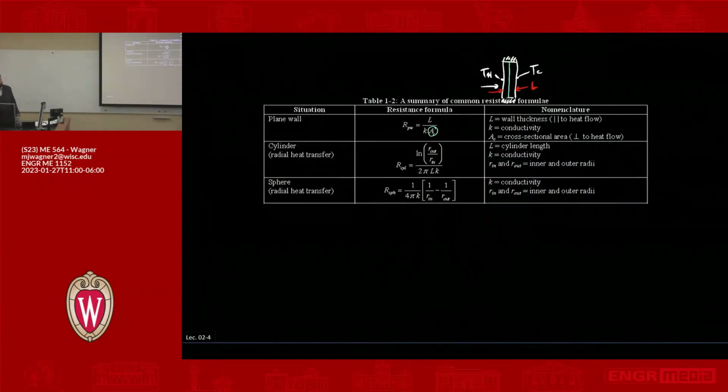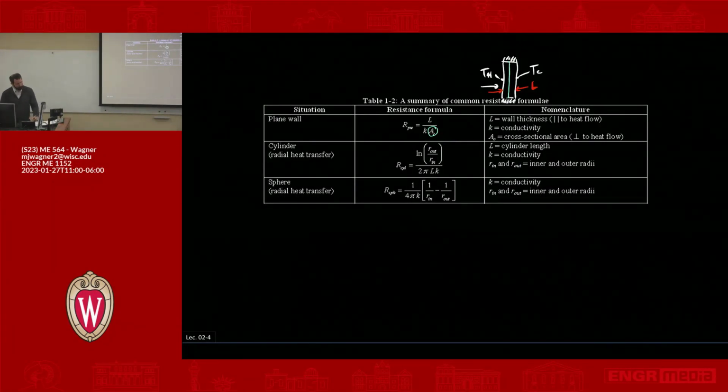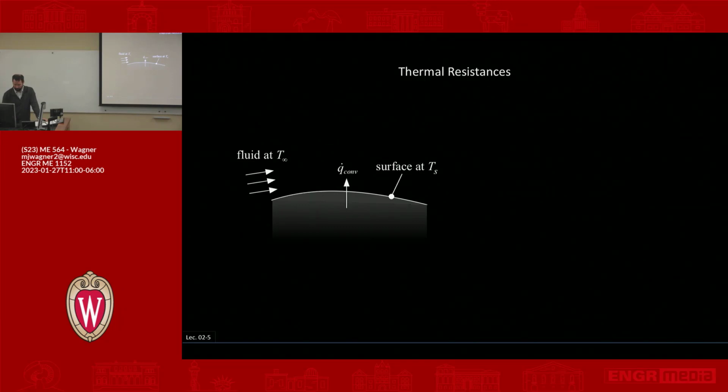Okay. Let's go through really quickly. Let's see, we have 7 minutes left. So let's go through the specific examples of the resistances. Again, this is hopefully review for you guys, but let's get through it. All right, so we've talked about the conduction resistance. There are the other mechanisms of heat transfer. You can represent those with resistances as well.